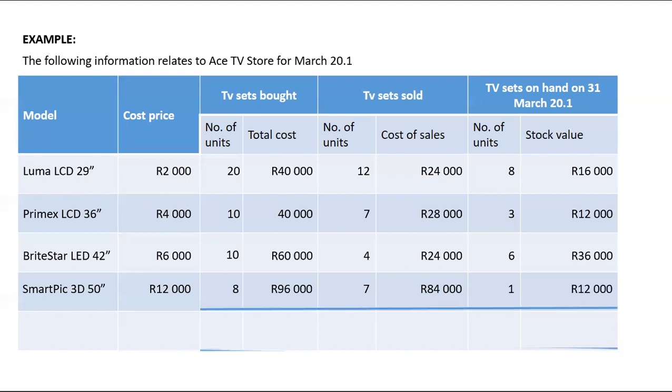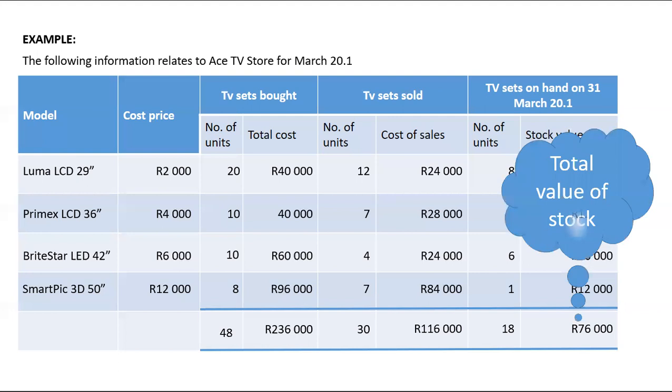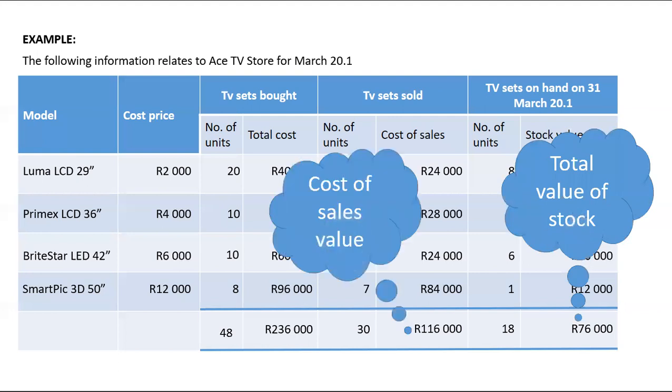When we add the total of the board, that will give us the total purchase price. Okay, and then the total of the sold will give us cost of sales. This is cost of goods sold. It will be 116,000. Cost of goods that are still remaining will simply be the value of the 18 TV sets that are still remaining, which is 76,000. Okay, this is the total value of stock that is still on hand. Please try this from your New Era textbook.